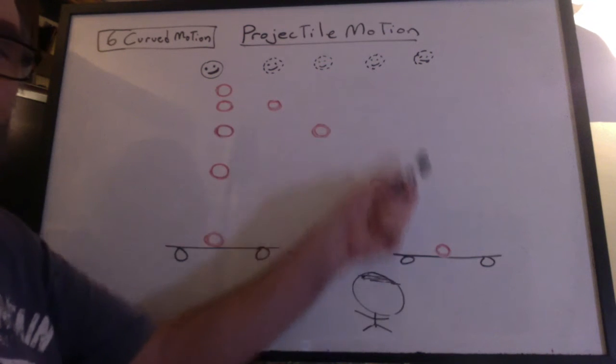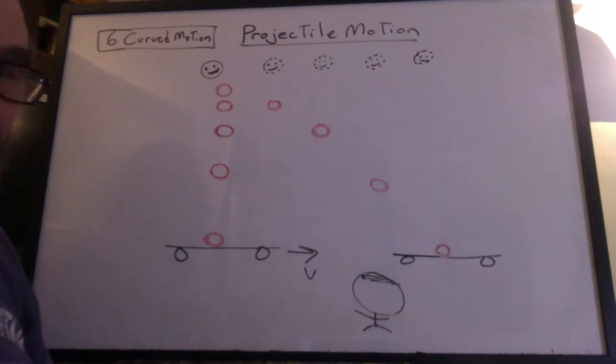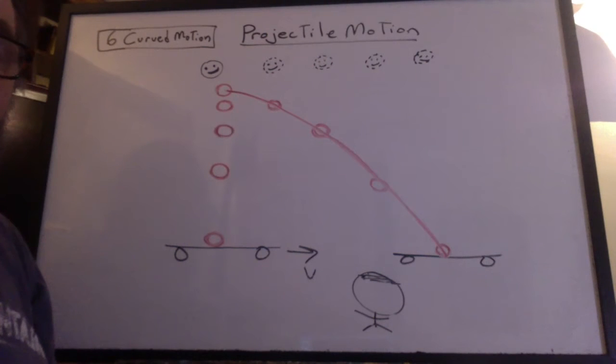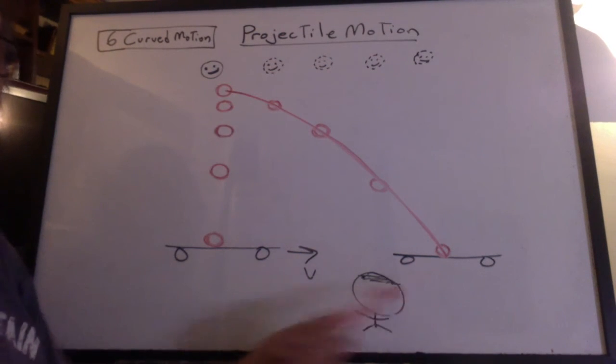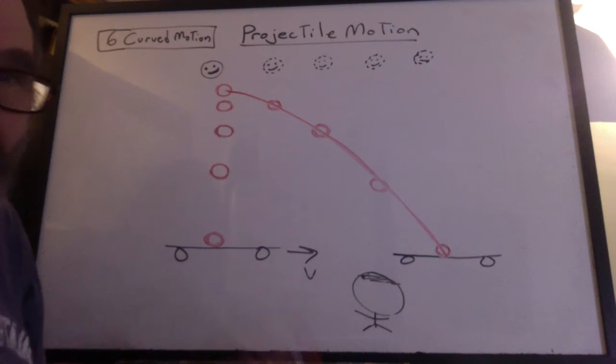I see the ball just dropping straight down. This kid sees the ball following this trajectory. Now imagine which ball lands first. Well, they both land at the same time because it's only one ball.